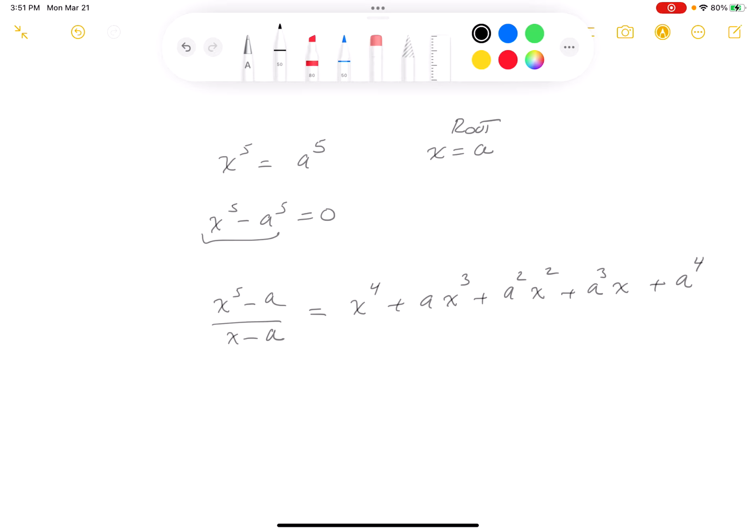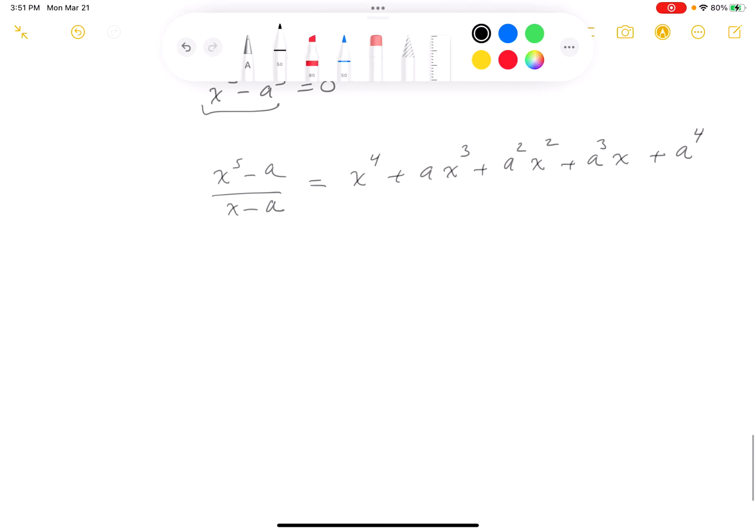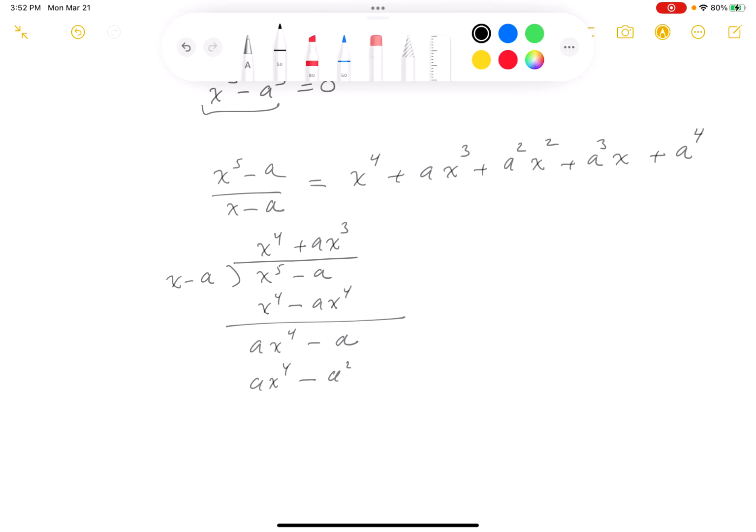All right, let's go through the long division. I'm going to write this as x minus a, dividing into x^5 minus a^5. Clearly x^4. That would give you x^5 minus a x^4. Subtract. Let's see, that would be plus a x^3. That would give you a x^4 minus a^2 x^3. Subtract.